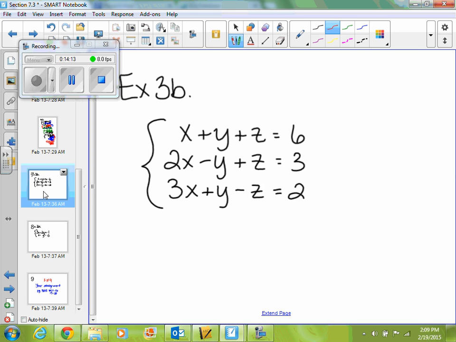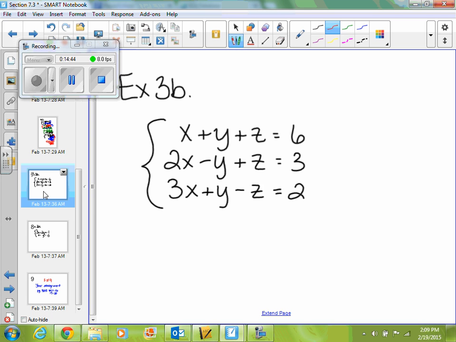Alright, so I'm given the system x plus y plus z equals 6. 2x minus y plus z equals 3. 3x plus y minus z equals 2. Alright, so the first thing I know I need to do is I need to get rid of the 2x in my second equation, so it'll be solved for just y.